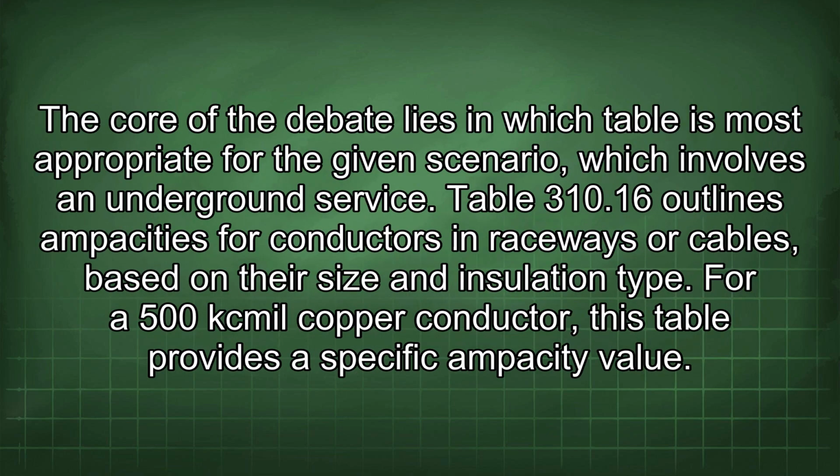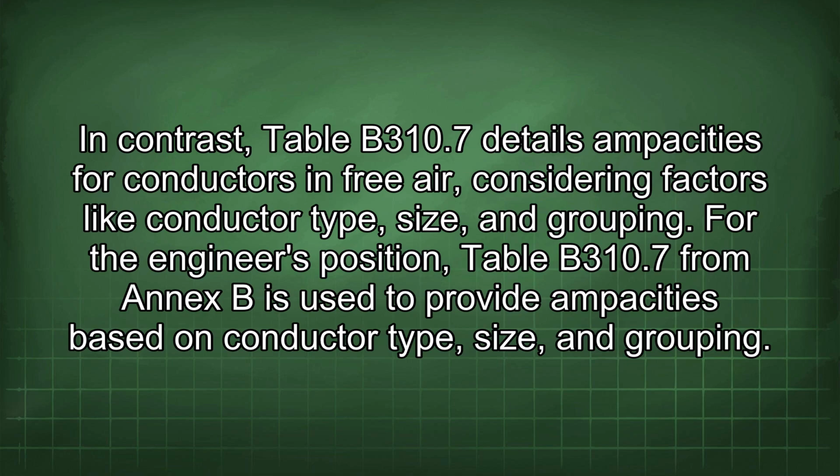The core of the debate lies in which table is most appropriate for the given scenario, which involves an underground service. Table 310.16 outlines ampacities for conductors in raceways or cables based on their size and insulation type. For a 500 kcmil copper conductor, this table provides a specific ampacity value. In contrast, Table B310.7 details ampacities for conductors in free air, considering factors like conductor type, size, and grouping.